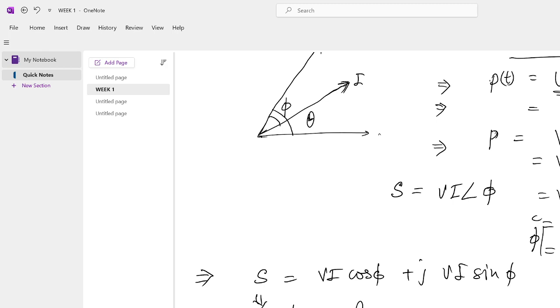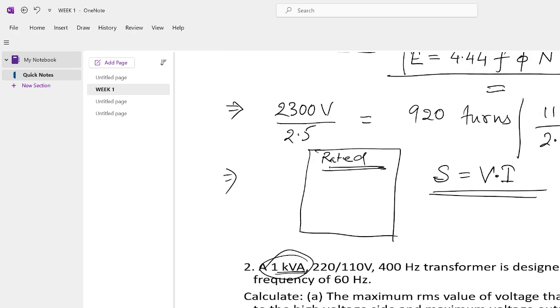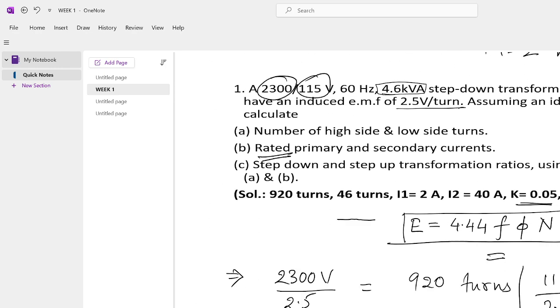This is your real, and this is your reactive. If I ask why a transformer is rated in terms of apparent power, can any one of you tell me? You might have seen in earlier questions, everywhere it is written kVA, not kilowatt. Yes, sir.